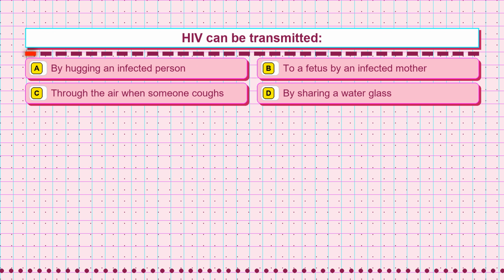Question 64. HIV can be transmitted. Option A, by hugging an infected person. Option B, to a fetus by an infected mother. Option C, through the air when someone coughs. Option D, by sharing a water glass.